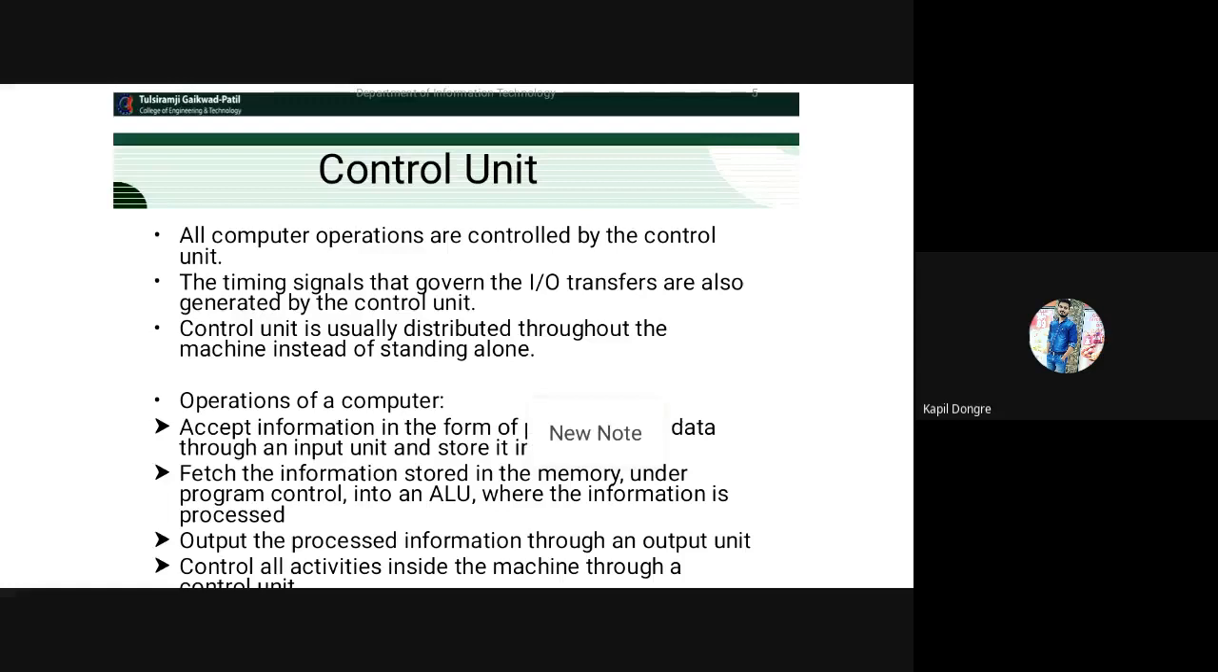Next, we have the control unit. Computers are controlled by the control unit, where we require different types of timing signals. We have the input signal, output signal, and again the data signal. There are different types of information, and we need to control it. To control all such units, we have the control unit.